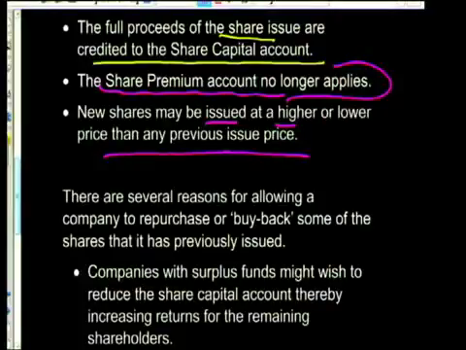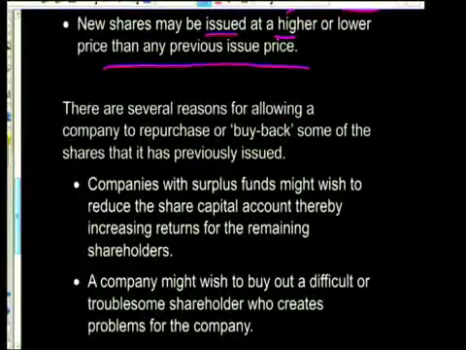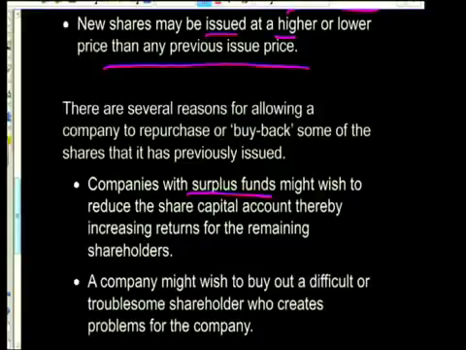Once again, why would a company want to buy back or repurchase shares that it had previously issued? One, companies with surplus funds might wish to reduce the share capital, thereby increasing the returns for the remaining shareholders. For example, if you take a piece of cake and cut it into 20 pieces, each person would get 1/20th of that cake. But if you reduce that to 10 pieces, then each person would get 1/10, a bigger portion of the cake. Keep that in mind.